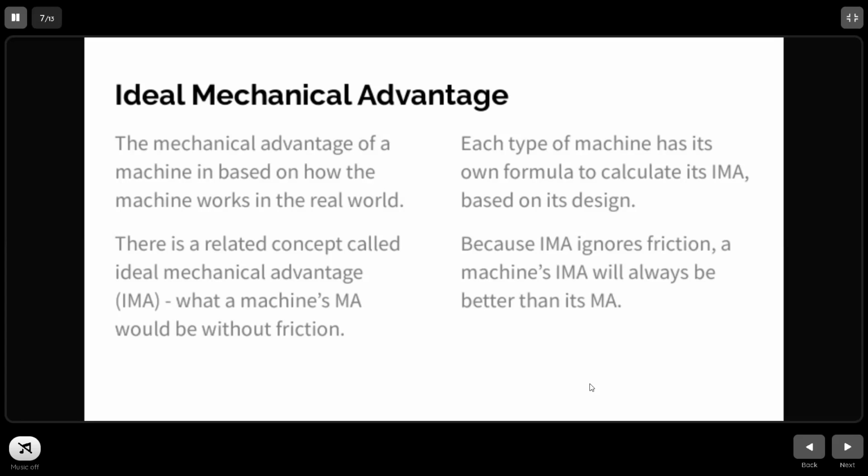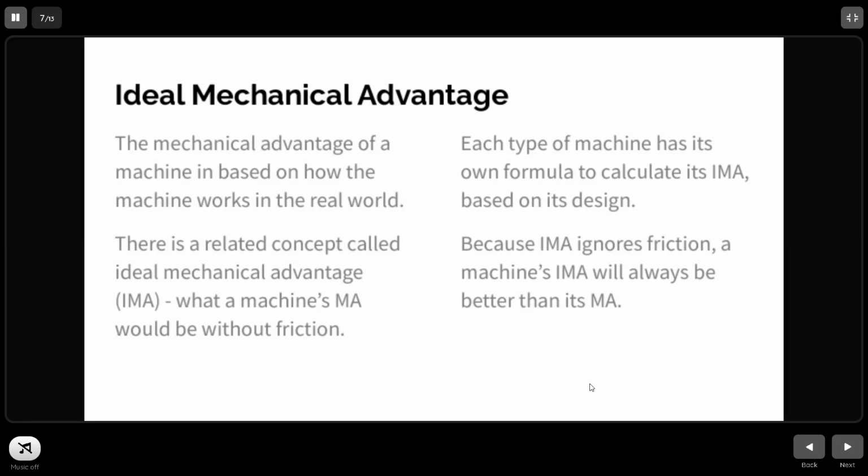This is IMA, or ideal mechanical advantage. It means we have a mechanical advantage but without losses, without heat, without friction, without anything that makes you lose the work output. We call it IMA, or ideal mechanical advantage.